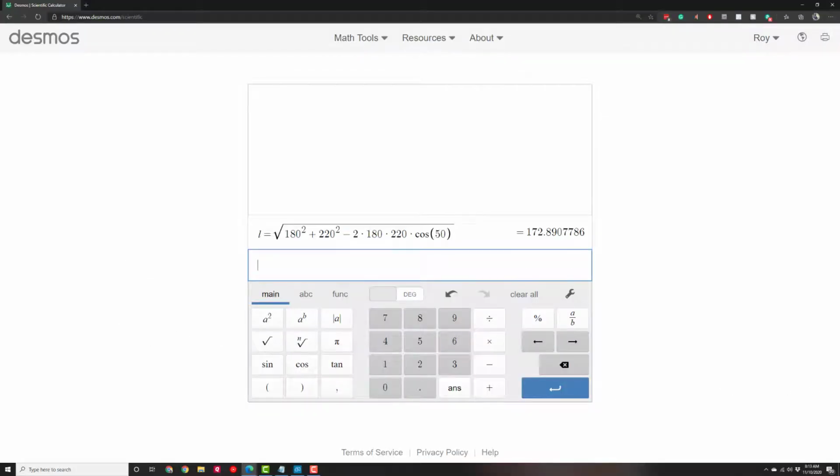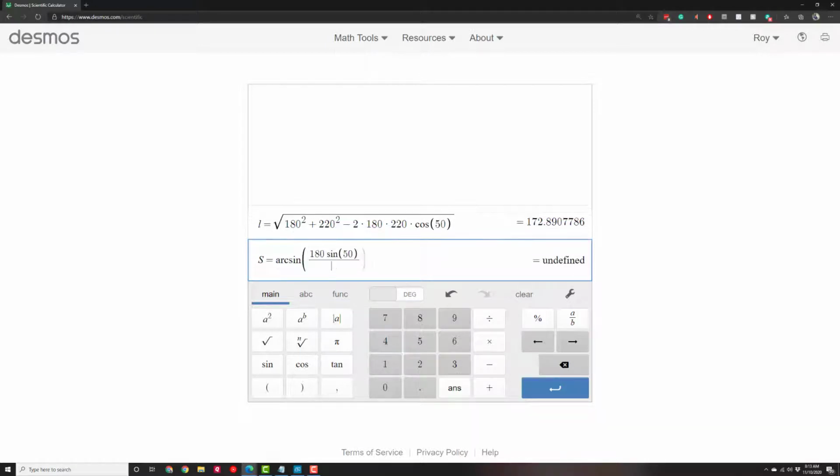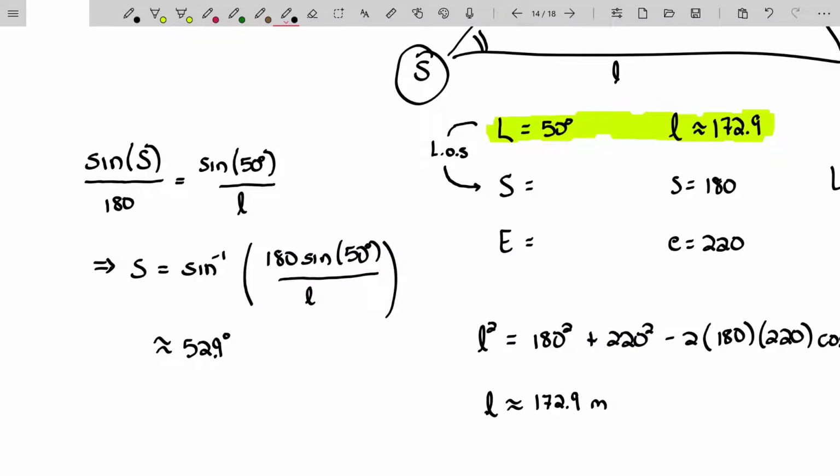So we're back here in Desmos, and I want my angle S to equal the arc sine of 180 sine of 50 degrees, and we're going to divide that by lowercase l, the L we had saved up above. So that L that we have saved up above is in an exact form, which is exactly what we want here, and so we don't suffer as much from rounding errors. So we get 52.9 degrees for S.